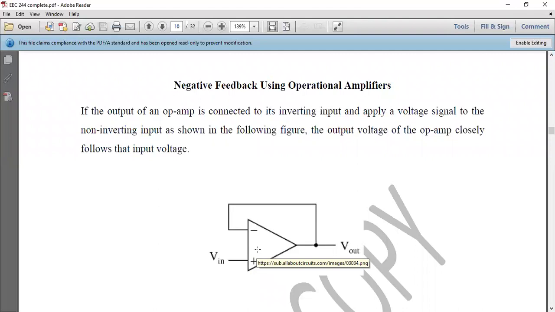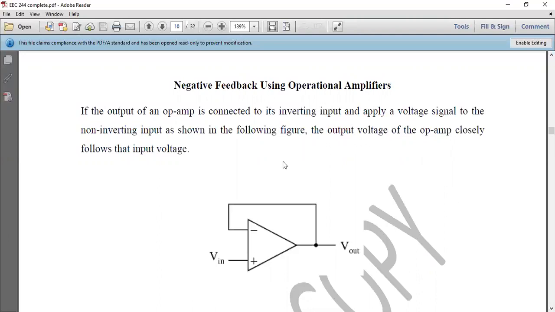Now, that 1 will be raised up by the gain of the amplifier. If the gain of the amplifier is 400, then the output voltage that you are going to get will be 400 times 1. So you're going to get 400 volts. If it is positive, it will be positive outside. If it is negative at the input, it will be negative outside.